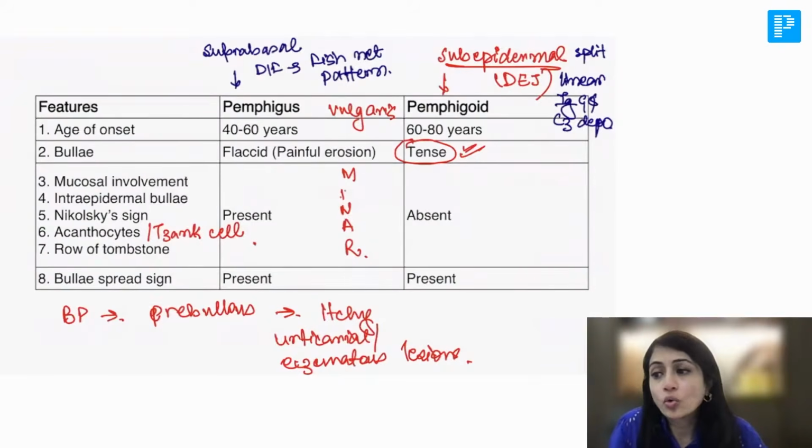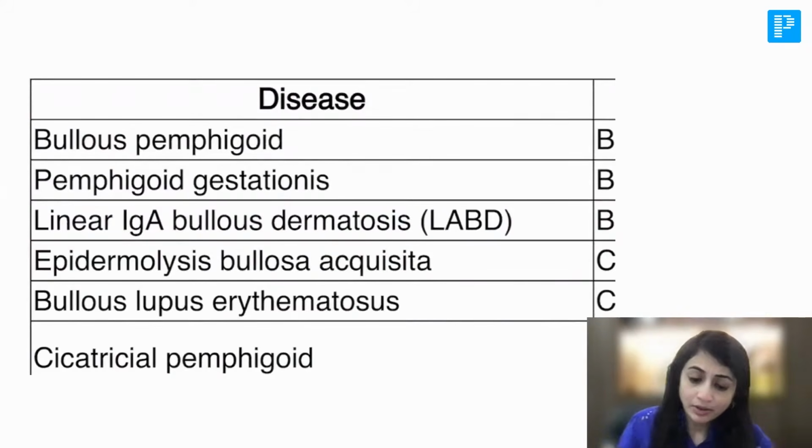Clear? So these are all important features which help me differentiate between pemphigus and pemphigoid. Row of tombstone is seen in the pemphigus group. Fishnet pattern is seen in the pemphigus group. Clear about this? I'm sorry about this table, but I think it will help you out.